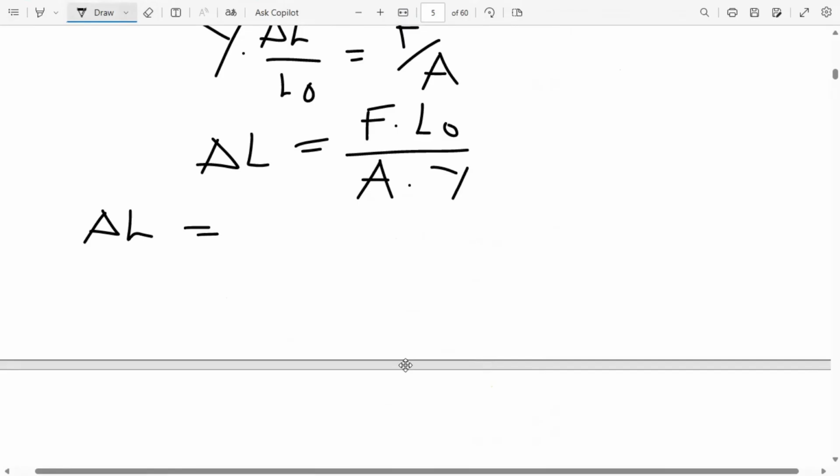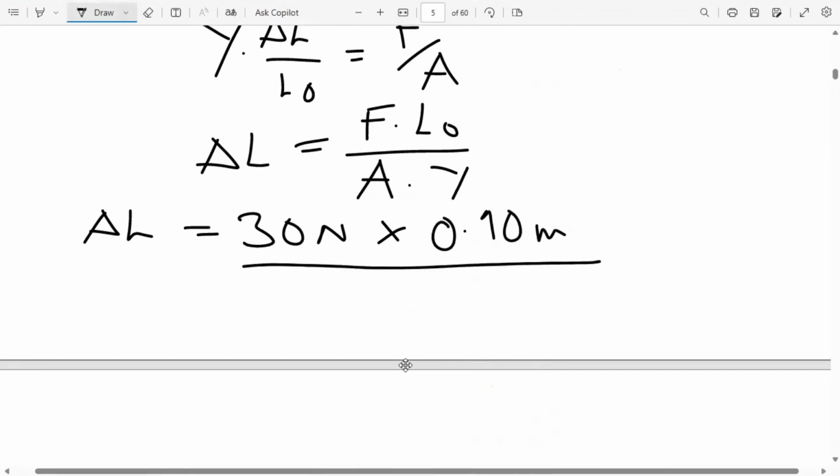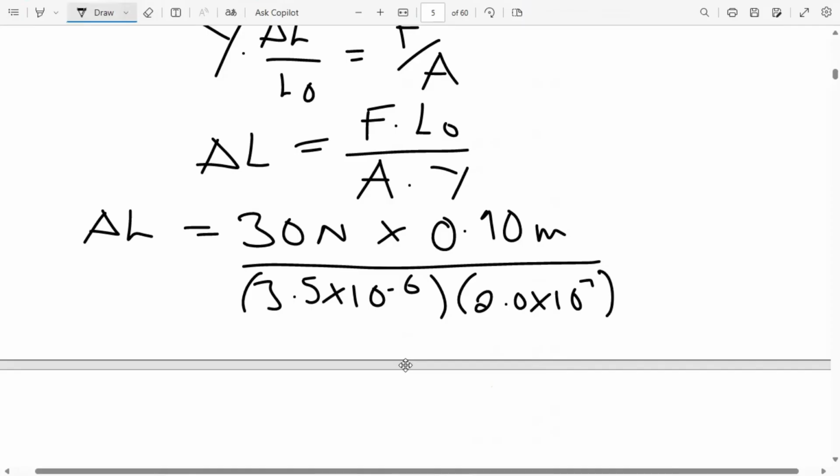So our change in L will be equal to the force applied, which is the 30 Newton force, multiplied by the initial L, and the initial L is 0.210 meters, divided by the cross-sectional area, which is 3.5 times 10 to the power minus 6, multiplied by the Young's modulus, which is 2.0 times 10 to the power 7 pascals. So multiply the numerators and the denominators.